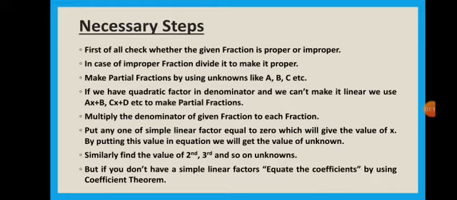Remember students, if in the denominator there is a quadratic factor that can be written in the form of linear factors, we will first make the linear factors and then we take A, B, C as unknowns. But in case of a quadratic factor that cannot be converted into linear factors, we will take Ax plus B, Cx plus D, and so on.